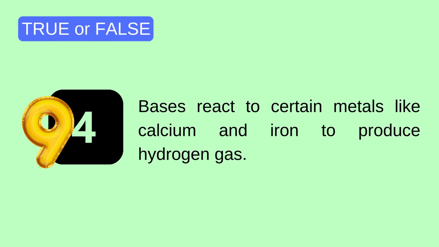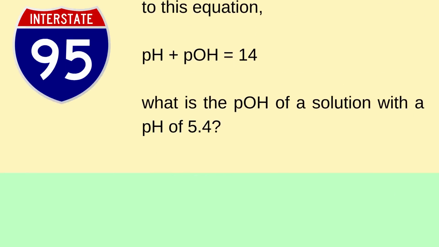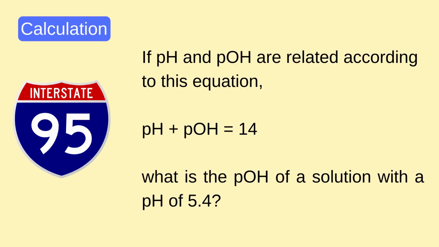Bases react to certain metals, like calcium and iron, to produce hydrogen gas. If pH and pOH are related according to this equation, what is the pOH of a solution with a pH of 5.4?